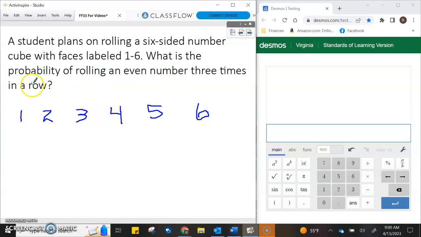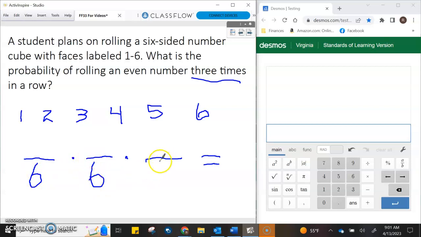Okay. What's the probability of rolling an even number 3 times in a row? So if we're going to roll 3 times, that means we're going to have 3 events. We need 3 fraction bars. Okay, so now this is a number cube. Every time we roll that cube, it has the exact same number of sides. It is independent probability. So we're going to put a 6 here, a 6 here, and a 6 here, because it doesn't matter if we roll it once or a million, it will always have 6 sides.